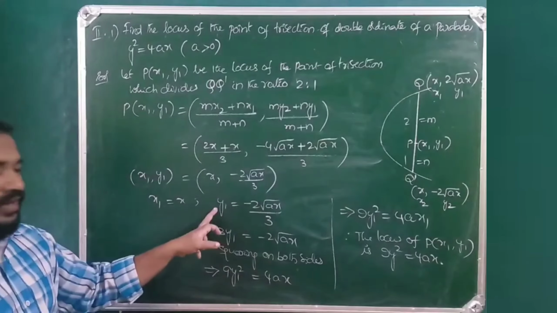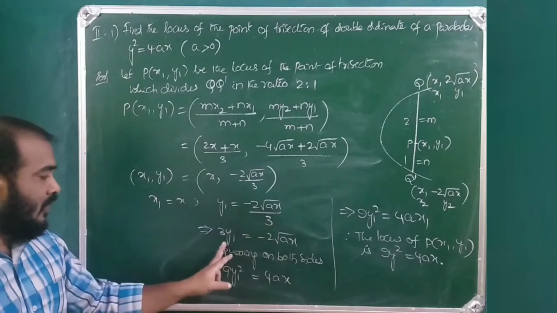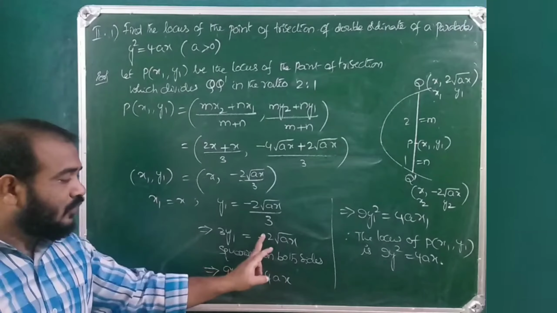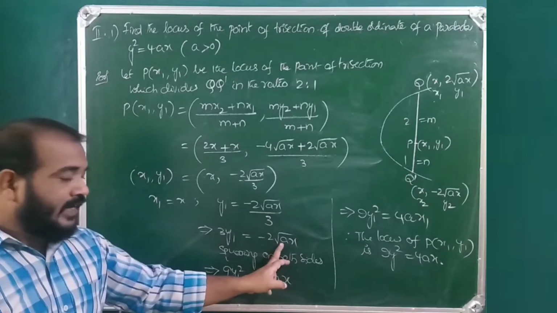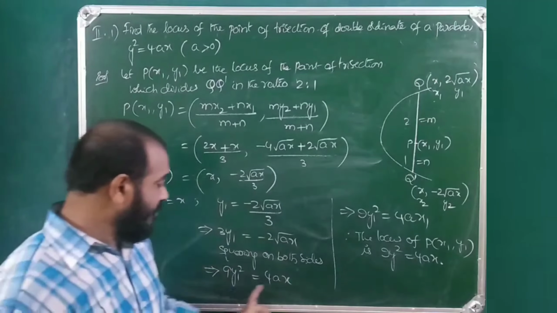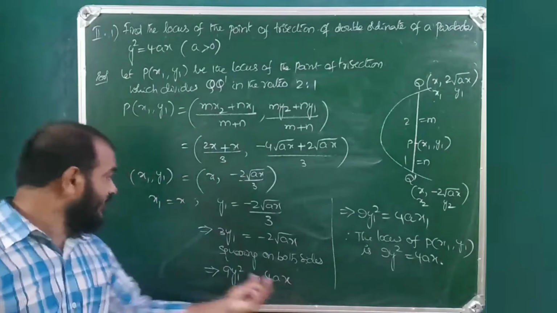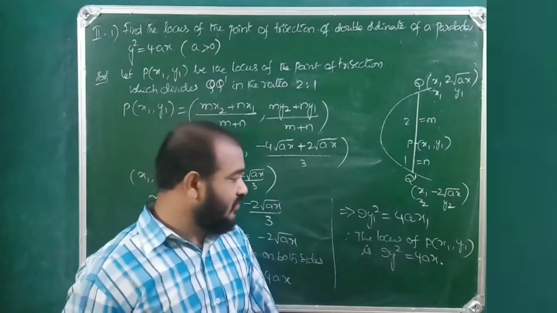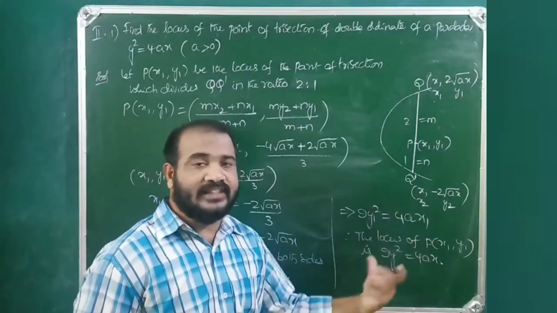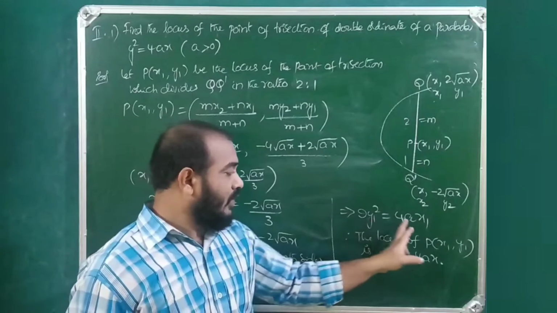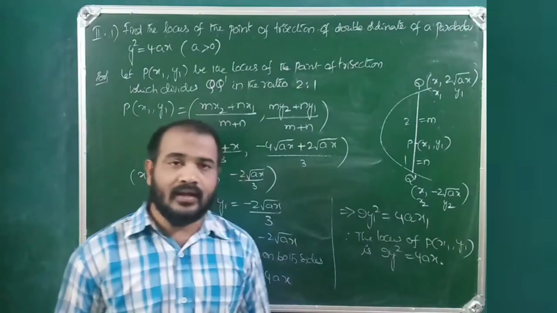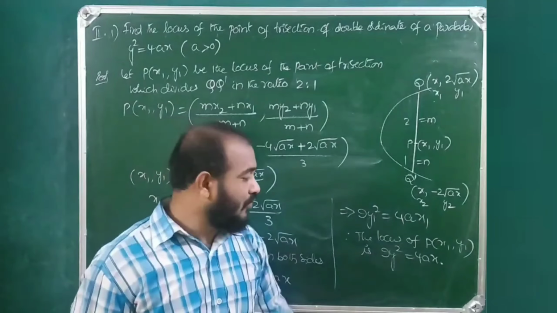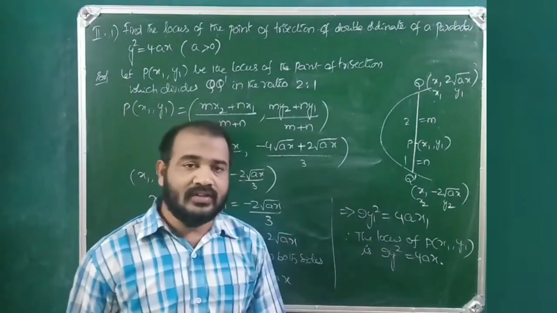So by cross multiplication, 3y1 equals minus 2 root ax. Squaring on both sides, 9y1 square equals minus square is plus, 2 square is 4, root ax whole square is ax. So 9y1 square equals 4ax, where x equals x1. Therefore, the locus of P(x1, y1), if we generalize with (x, y), is 9y square equals 4ax. This is what we got earlier also in the case of 1:2. Therefore, the locus of P is 9y square equals 4ax.